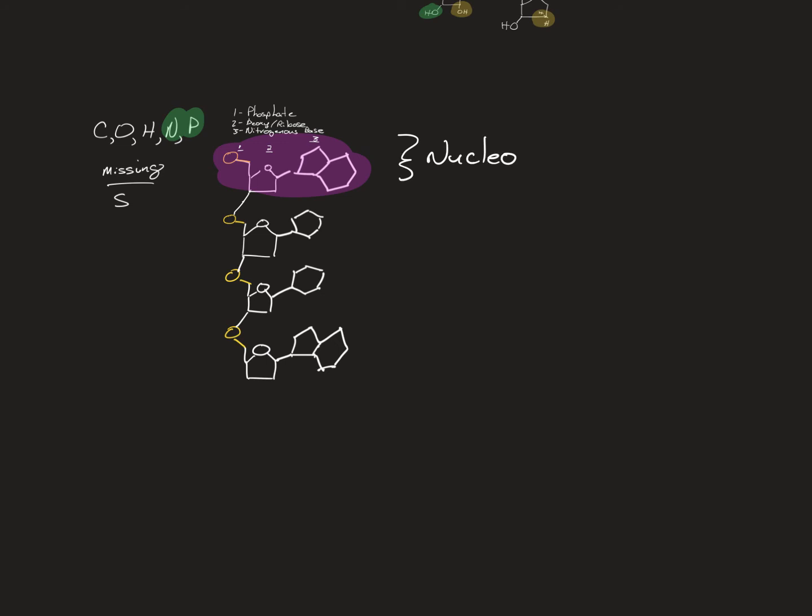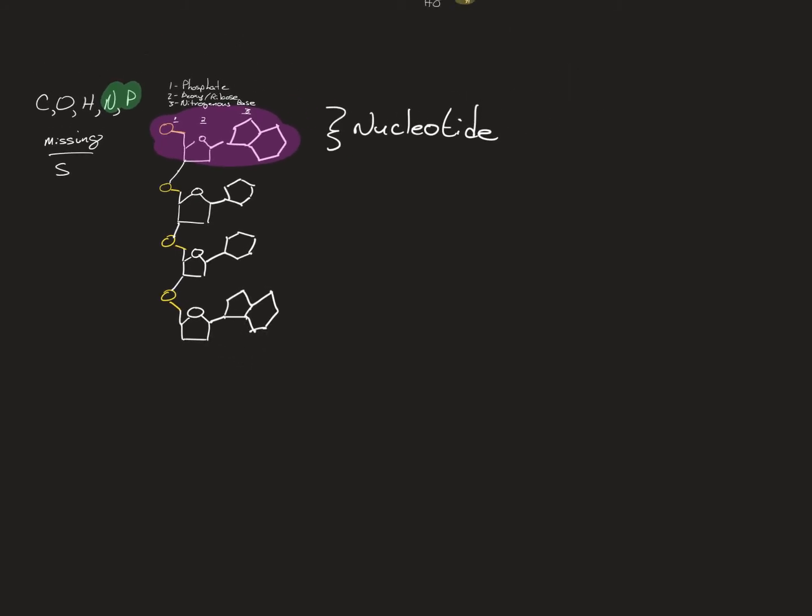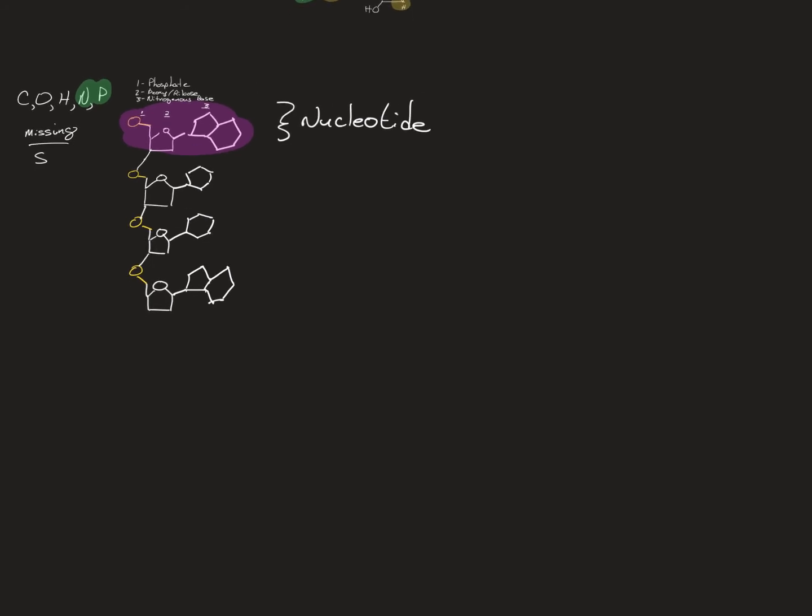These two together are a nucleoside, but with the phosphate, it's called a nucleotide. I don't know if that's going to be important, but if you had just the ribose and the nitrogenous base, we'd call it a nucleoside. If it had the phosphate, we'd call it a nucleotide. So, again, is it that important? I don't think so, but we'll see.